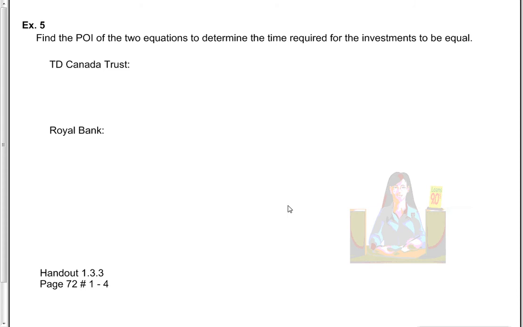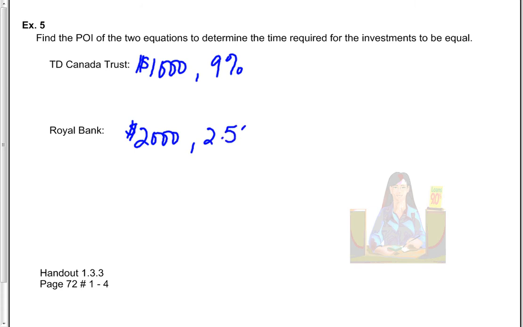A place where we would really want to compare and find points of intersection is when we're dealing with investments. So if we have two different scenarios and we want to find out where they're the same, we're looking for a point of intersection. So we're going to have two rather different scenarios at these two banks and see where the investment would be equal. So at TD Canada Trust, someone goes in with $1,000 and can obtain 9% per annum. At the Royal Bank, someone else goes in with more money, but can only achieve a 2.5% per annum rate. When are they the same?